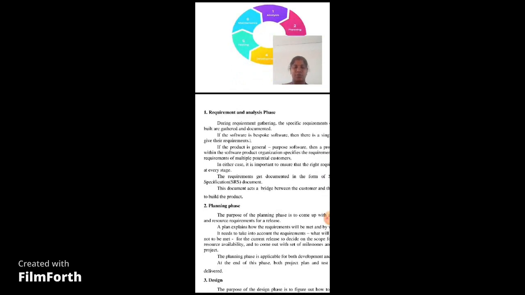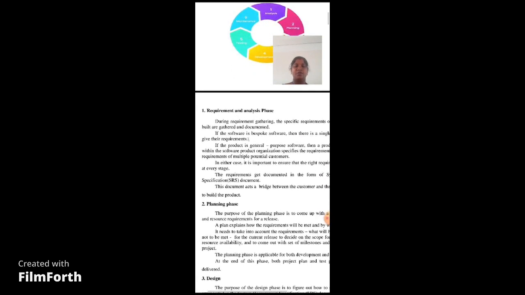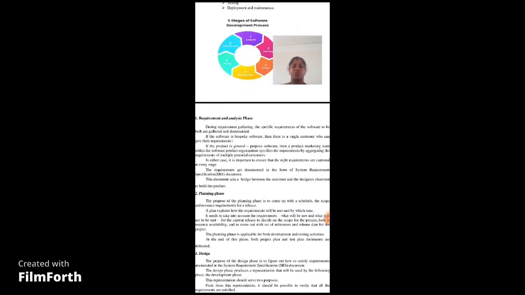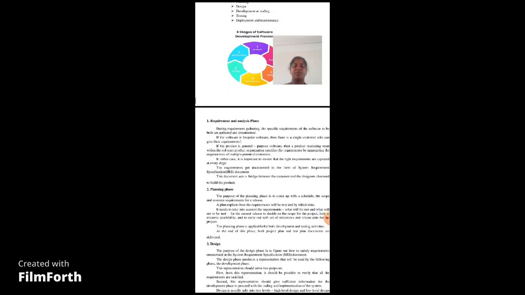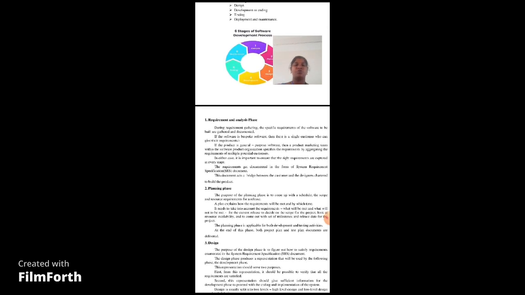First one is the requirement and analysis phase. In this phase, we have to get the document in the form of the software requirements specification. Based on this SRS document, we have to gather the requirements of this software. We have to document our data and document our project. For this main purpose, we use the SRS document, the system requirement specification document.